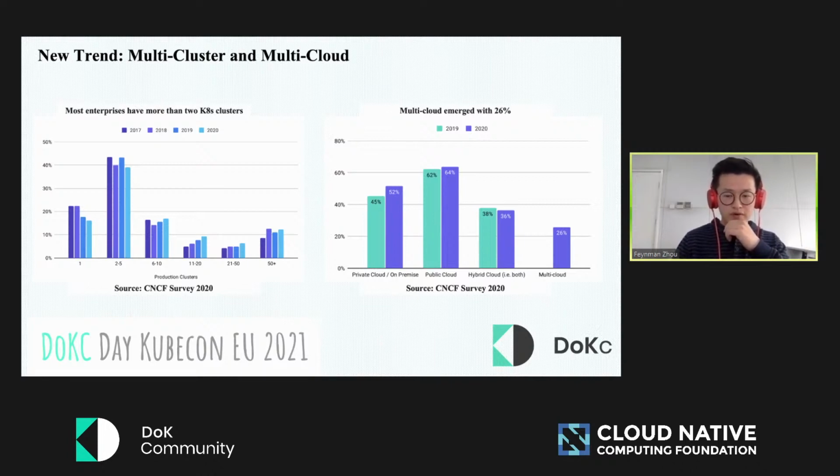Oh, this has never happened before. It means that multi-cloud has been a new option for enterprises to run Kubernetes in production. So let's take a look at the first and the second indicator. You can easily find that most enterprises still choose to run Kubernetes on the private cloud and on-premise.